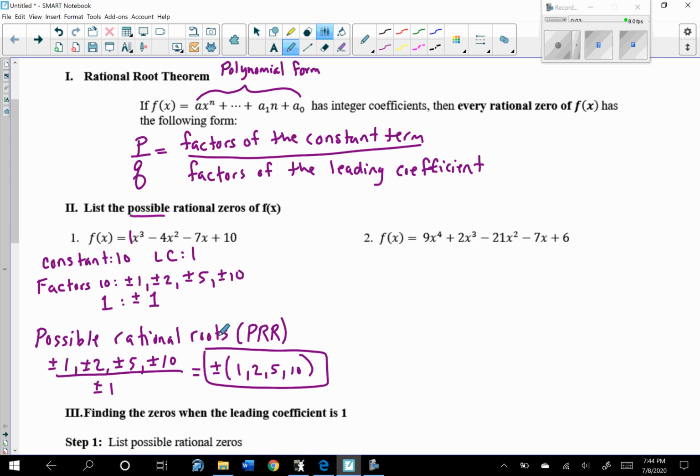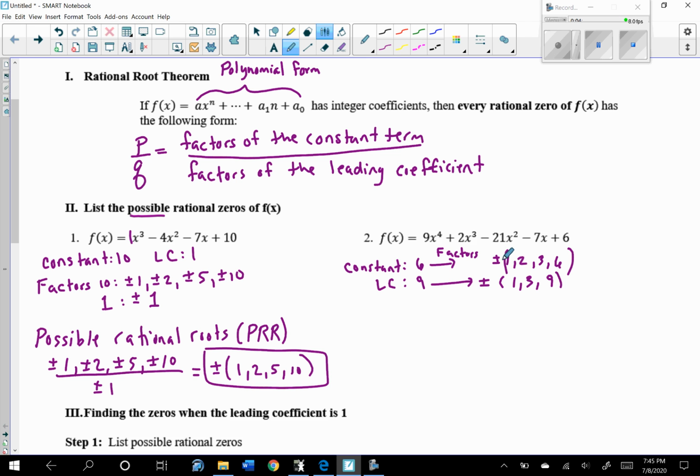So go ahead and pause the video, do number 2 on your own, and when you're done, we'll take a look. Looking at question number 2, our constant is, in this case, 6, so we're going to have to find factors of 6. And the leading coefficient is 9. Factors of 6 are plus or minus 1, 2, 3, and 6. And factors of 9 are plus or minus 1, 3, and 9.